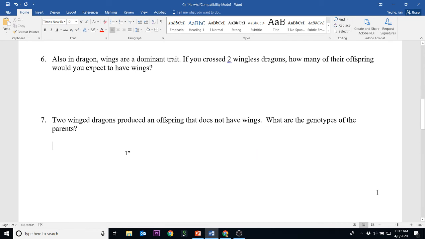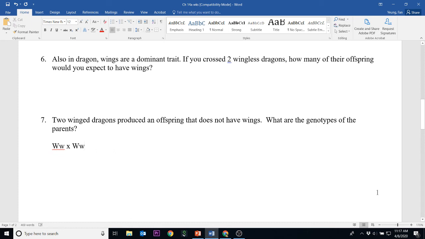in order to get wingless kids from winged dragons, the parents cannot be homozygous big W. Because if that's the case, where does the small w come from for the kids? The small w for the kids has to come from the parents somehow. So the only logic here is you have big W, small w for each of the parents. So you have big W, small w crossing with big W, small w. So both parents have to be heterozygous dominant.